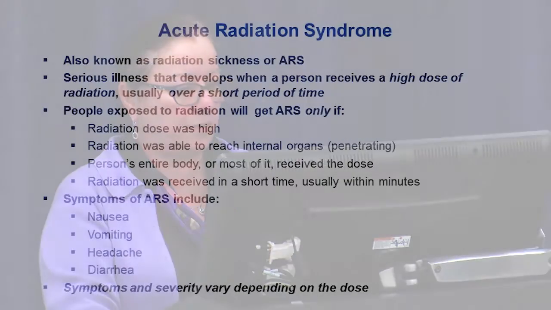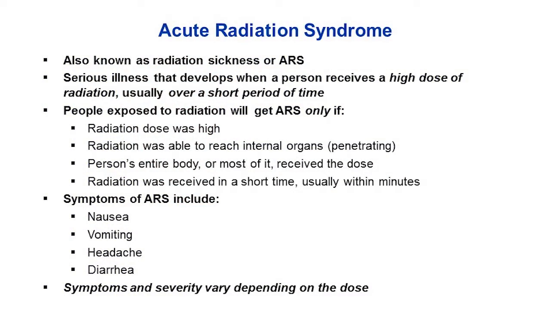In an improvised nuclear device event, most likely we will only use the colony stimulating factors, because we will have a multitude of radionuclides. And just the last one or two slides, acute radiation syndrome may happen if people are impacted by an improvised nuclear device. It's also called ARS. And that illness develops when a person receives a high dose of radiation over a short period of time. So it would only happen if radiation dose was high, if it can reach internal organs. So we're talking gamma radiation. Most of the body is irradiated, and it was done in a very short time.